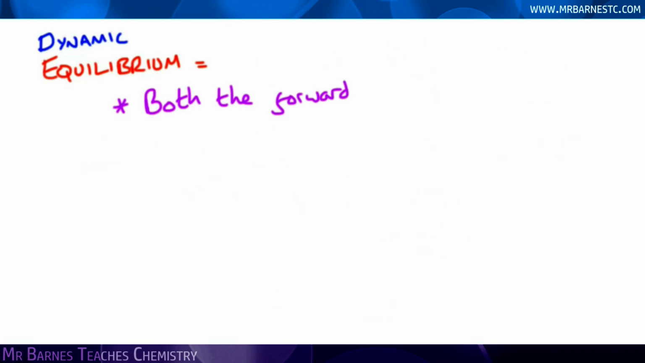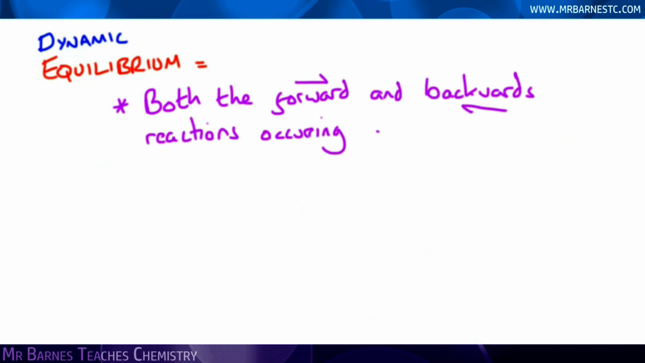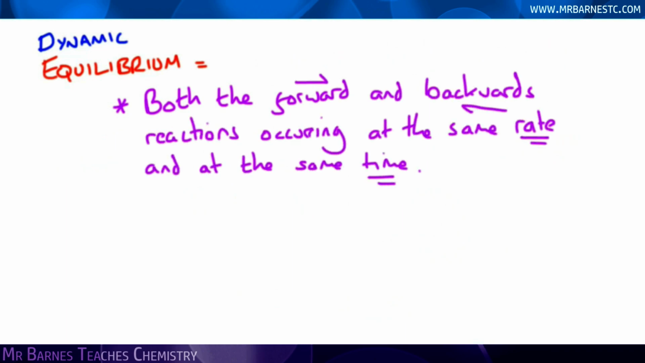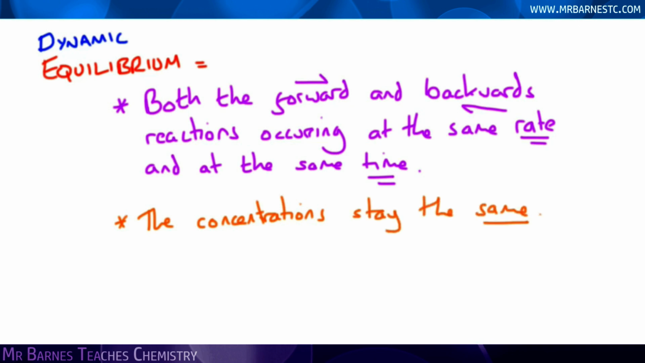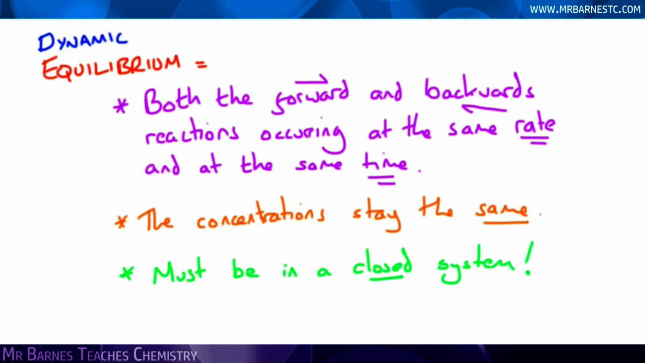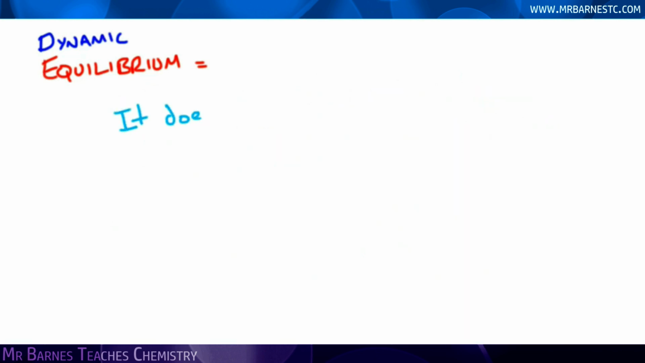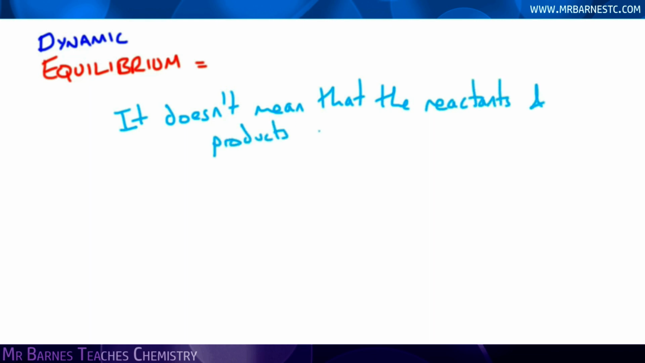So it's not just saying that both the forward and backwards reactions are occurring at the same rate and at the same time, it's also saying that the concentration has stayed the same as well, whilst also remembering that dynamic equilibrium and any equilibrium must be in a closed system. Now what that doesn't mean is you've got exactly the same amount of reactants and products, so I don't have it 50-50 down the middle.